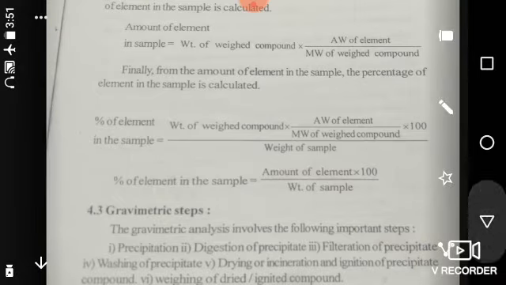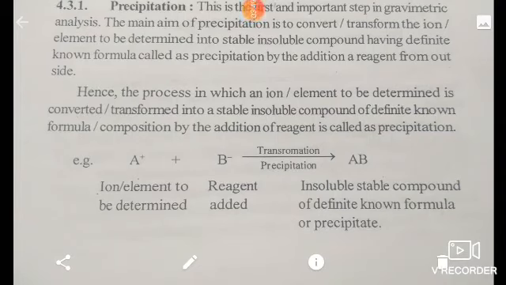So the first step is the precipitation. Then what is the precipitation? This is the first and important step in the gravimetric analysis. The main aim of the precipitation is to convert or transform the ion or element to be determined into a stable insoluble compound having a definite known formula, called a precipitate, by the addition of a reagent from outside. So what is the first step?